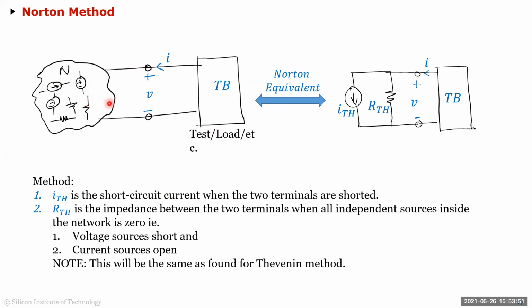For the RTH, it's the same as in the Thevenin method, where you make all the independent sources zero, which means voltage sources are shorted and current sources are open, and then you measure the impedance. That impedance you put across ITH, not in series, but across. And you can see that from the Thevenin equivalent as well.